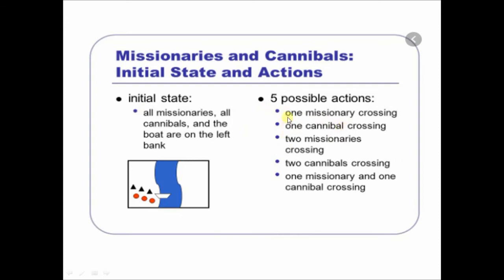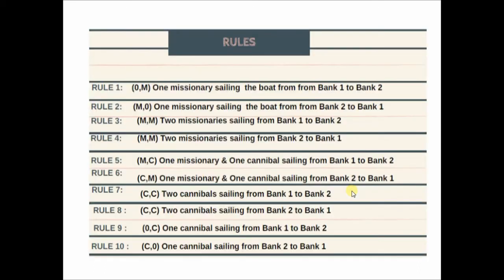So a single missionary or single cannibal can go from one side to the other side, or maybe two missionaries together can go to the other side, or maybe two cannibals together can go to the other side, or one missionary and one cannibal together can go to the other side, provided when you reach the other side the number of missionaries in no way gets less than the number of cannibals. Right? So the rules are written in a more formal way.